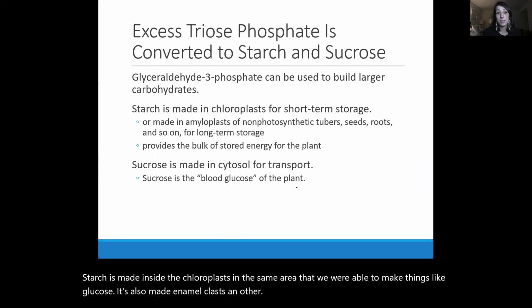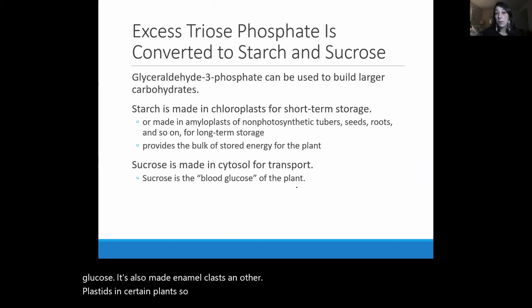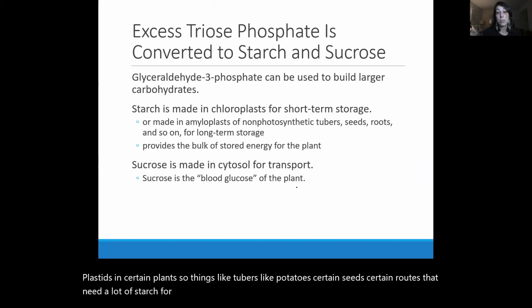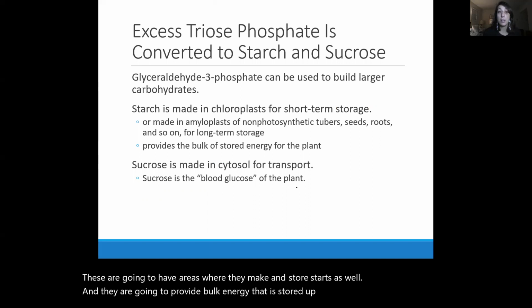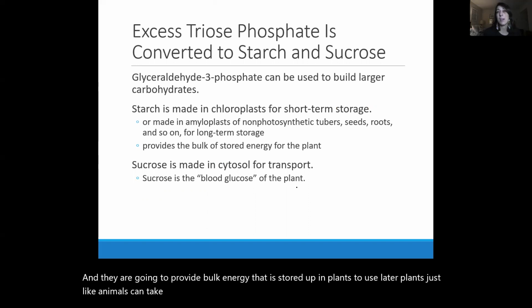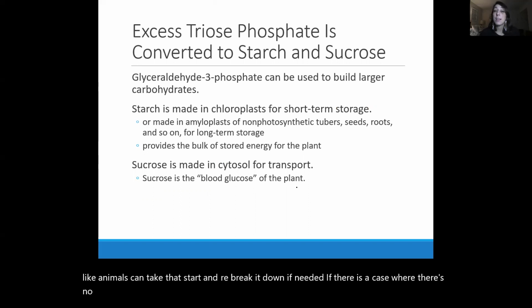plastids in certain plants. So things like tubers, like potatoes, certain seeds, certain roots that need a lot of starch for long-term storage and use. These are going to have areas where they make and store starch as well. And they're going to provide bulk energy that is stored up in plants to use later. Plants, just like animals, can take that starch and re-break it down if needed. If there's a case where there's no light, plants can act in the reverse.